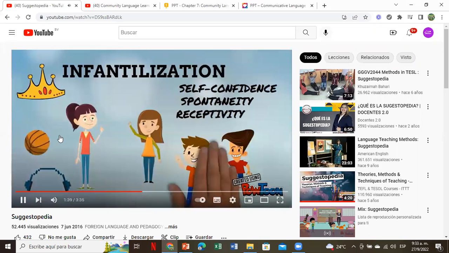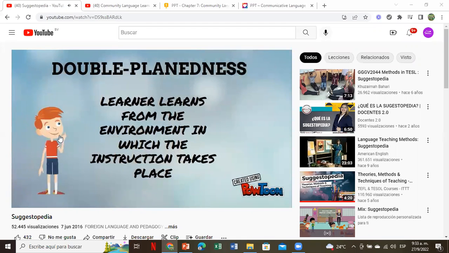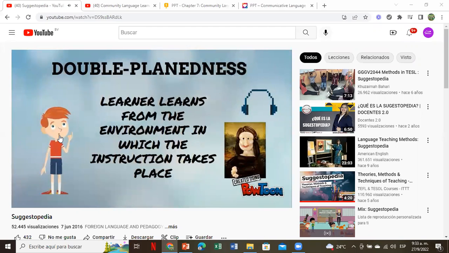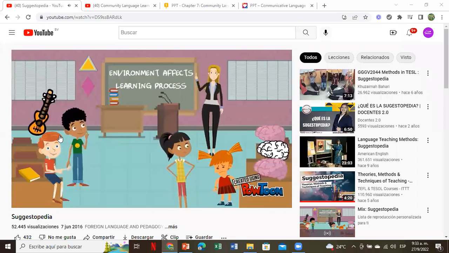Receptivity of the child. Double planes. The learner learns not only from the effect of direct instruction but from the environment in which the instruction takes place. The bright decor of the classroom, the musical background, the shape of the chairs, and the personality of the teacher are considered as important in instruction as the form of the instructional material itself.